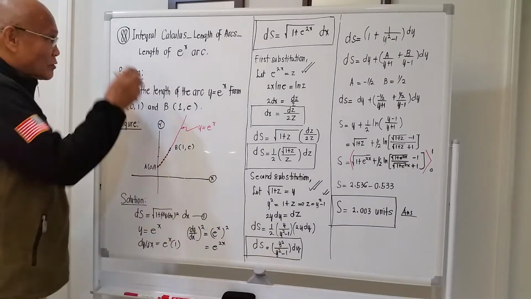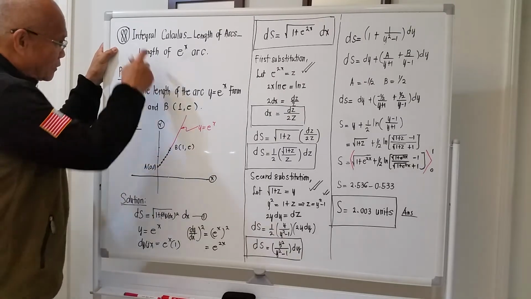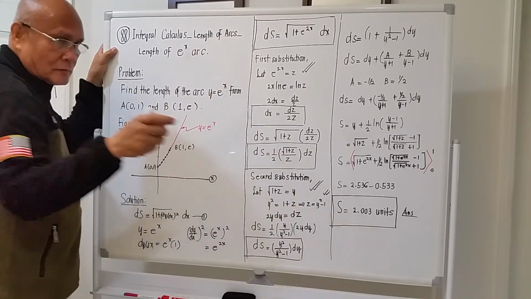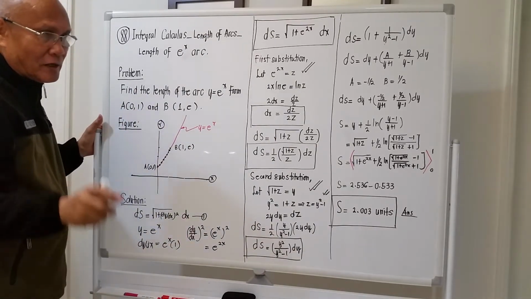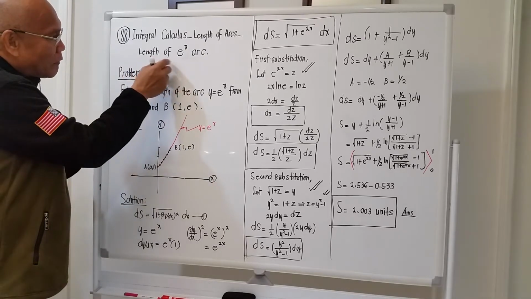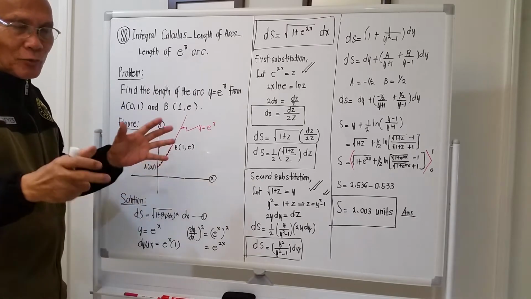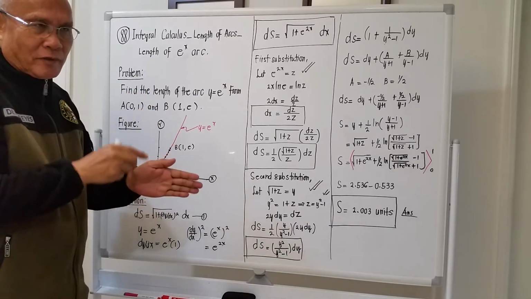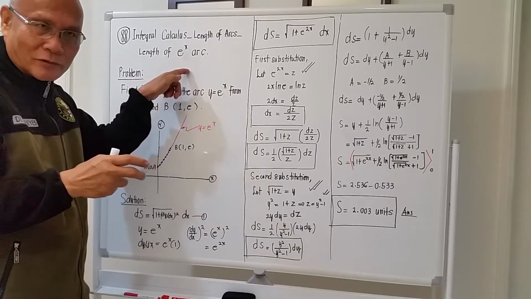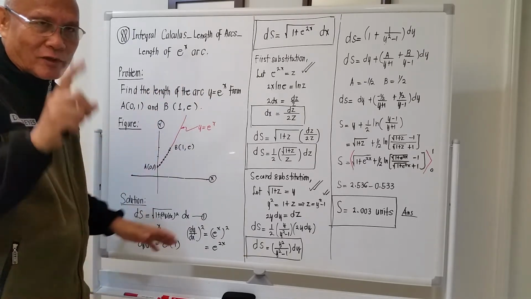This is now lesson number 88 on my channel under the topic integral calculus, subtopic length of arcs. And for this afternoon, this is a very nice problem. It will be the length of e to the x arc. We are given the exponential equation e to the x, and 2 points on it. The problem is asking for the total length of the arc between those 2 points.